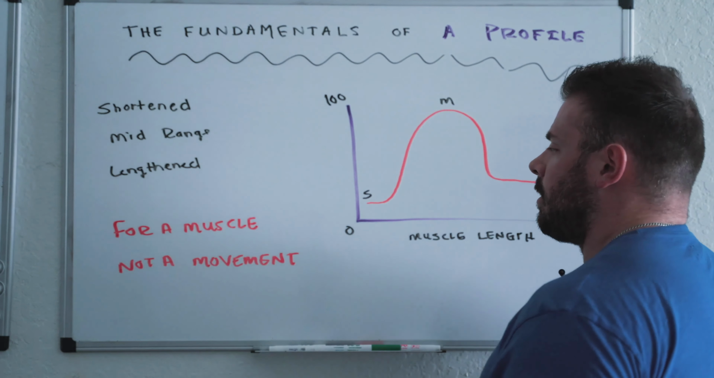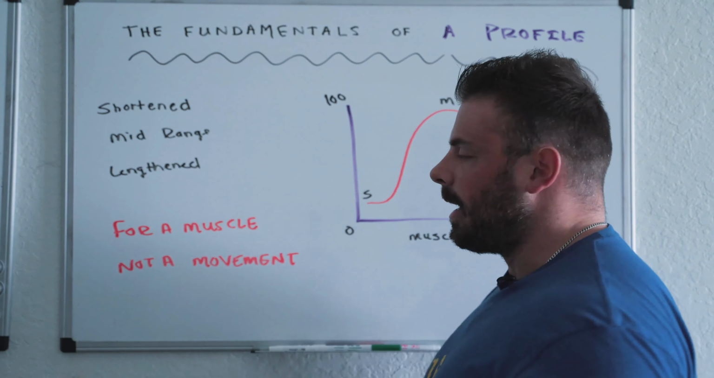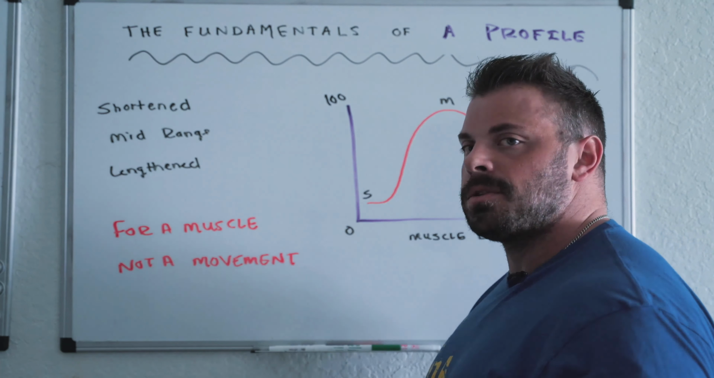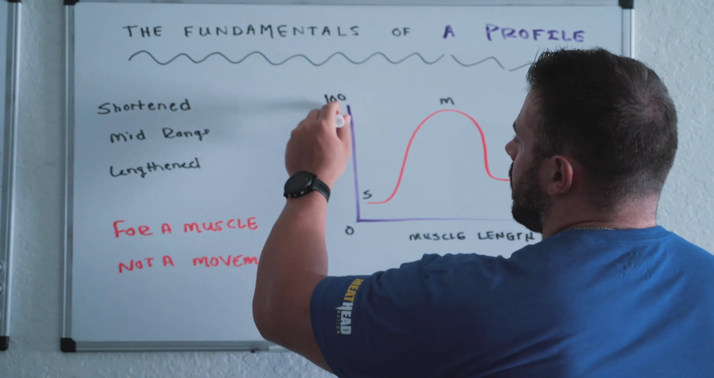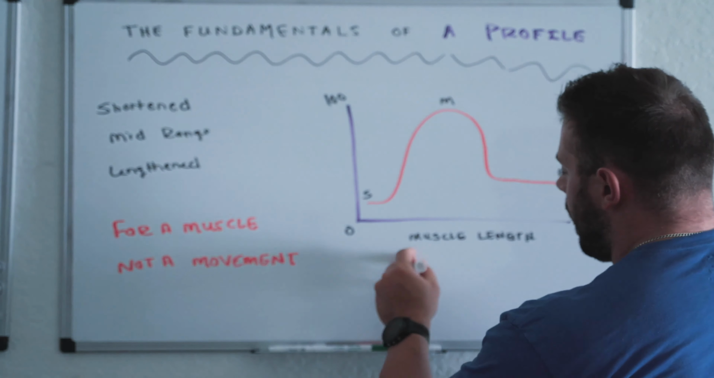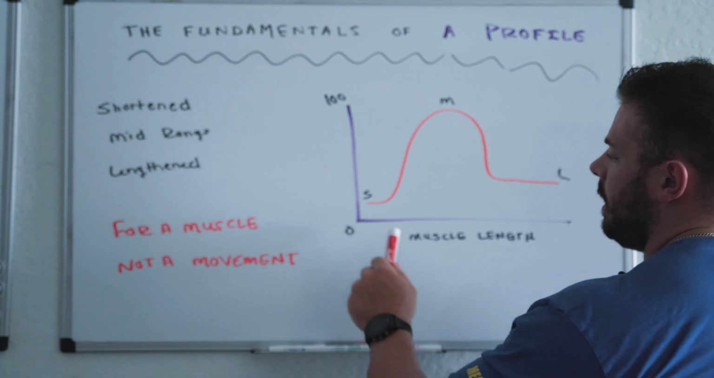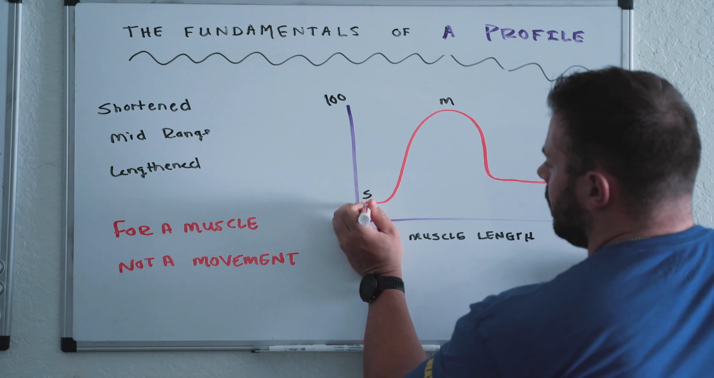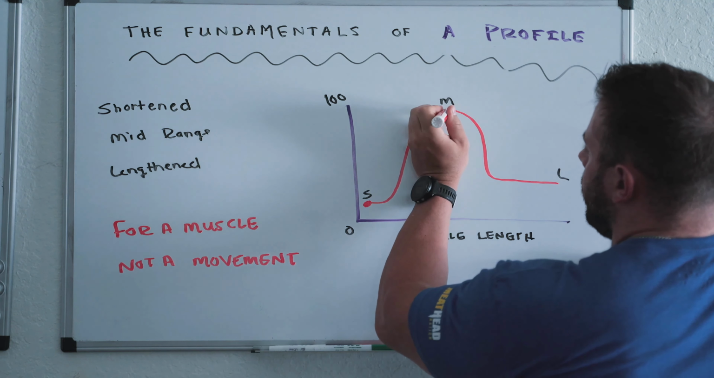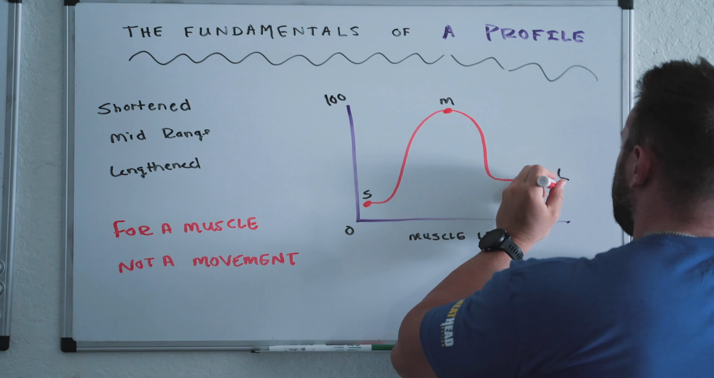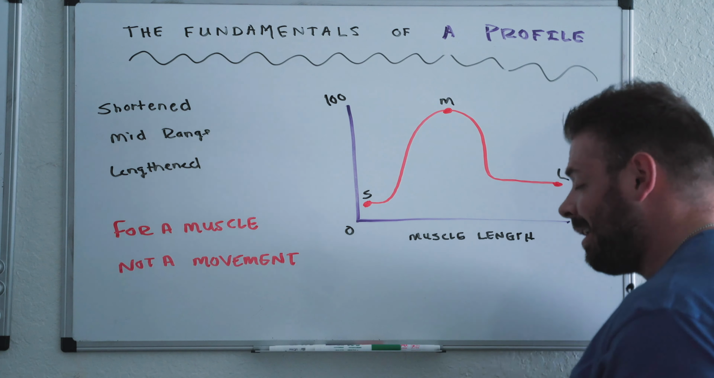Again, this is just a rough sketch. So let's just say, for example's sake, the bottom of this sidebar here is 0 pounds of force that it can produce, and the top is 100 pounds of force that that muscle can produce. At the bottom here, we have the muscle length. So what you're seeing here is this point right here is the muscle in its shortened position. This point here is the muscle in its middle position. And this point here is the muscle in its lengthened position.